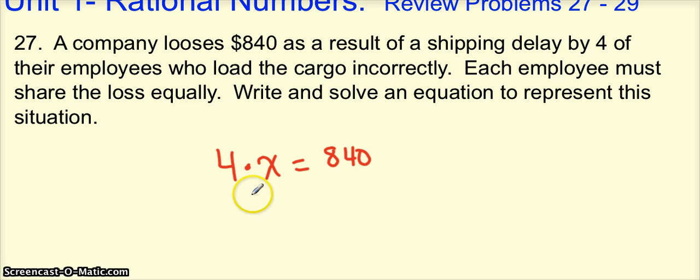So now that I have the equation written, I can use this equation to solve the problem. I want to get x by itself, and in order to do that I want to get rid of 4, and I'm going to use inverse operations to help me with that. 4 and x are being multiplied together, so the inverse of multiplication is going to be division, so that means I'm going to divide both sides by 4.